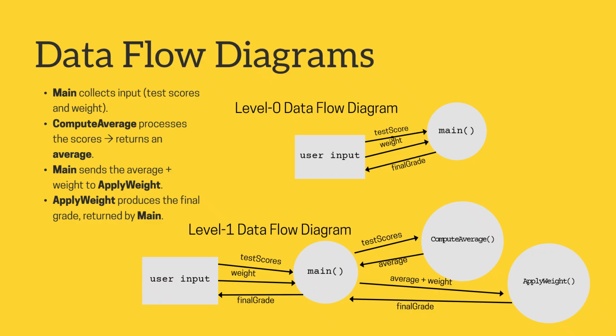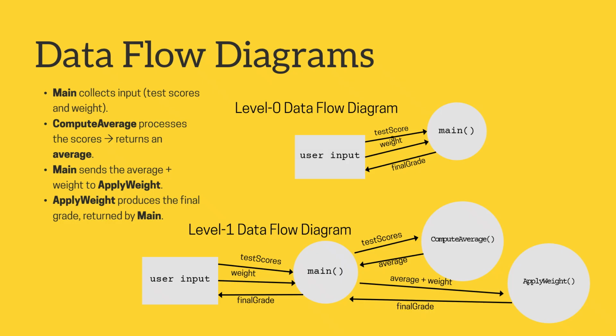In previous weeks, we've created a flow chart to represent our programs. But let's talk about what a data flow diagram is. A data flow diagram is a visual that shows how data moves through a program. Okay, so it's related to data.